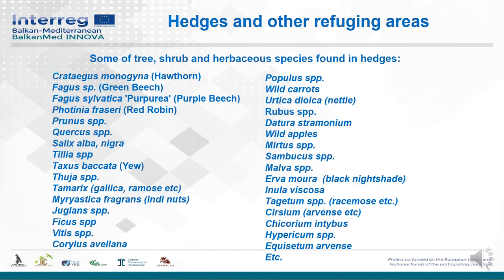Here you have a list of some of the tree, shrub, and herbaceous species that are found in the hedges. They can be herbaceous or a combination of herbaceous, shrubs and trees. In this case, the hedge can be more dense, and from the other side can offer higher biodiversity and much more benefits compared to the main crop. So, for example, we have hawthorn here, Fagus species, Prunus, Quercus, Salix, Tilia, Taxus, Thuya, Tamarix, Myristica fragrans, and so on.